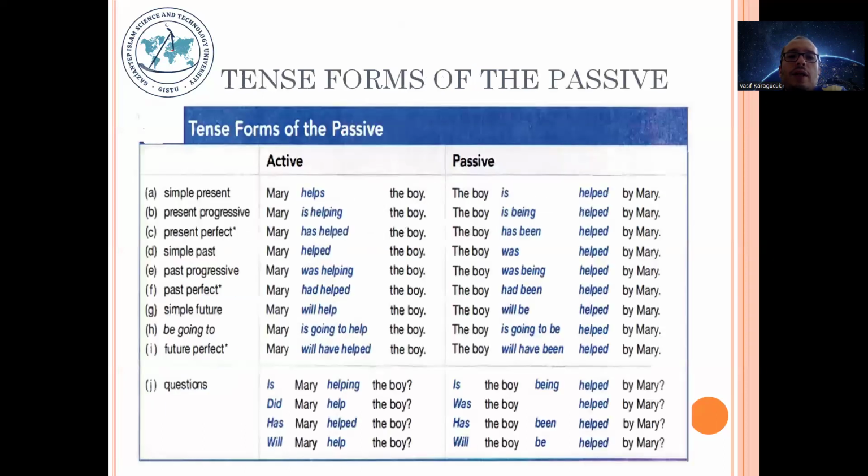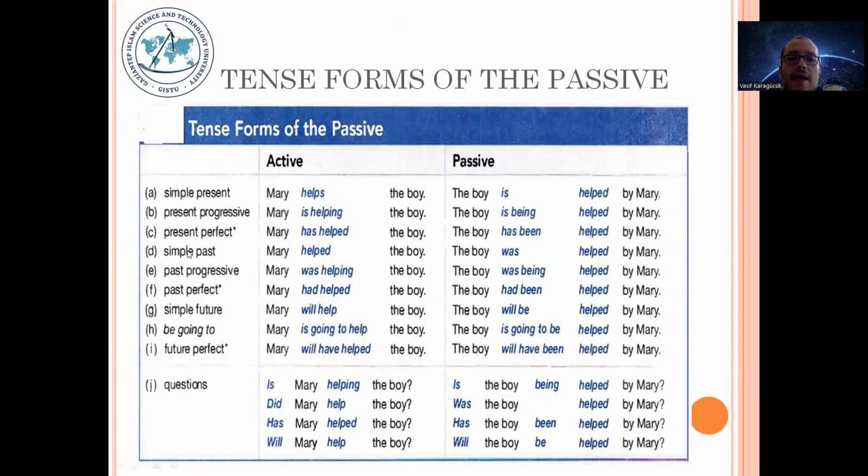Let's continue with the tense forms of the passive. If the active sentence is simple present, in passive, we use is, am, are, actually, and verb 3, past participle, in other words. In present progressive, we generally use am, is, are, verb ing, but in the passive, we use am, is, are, being, past participle. In present perfect, we use have, has, past participle. In passive forms, we use have, has, plus been, and plus past participle.